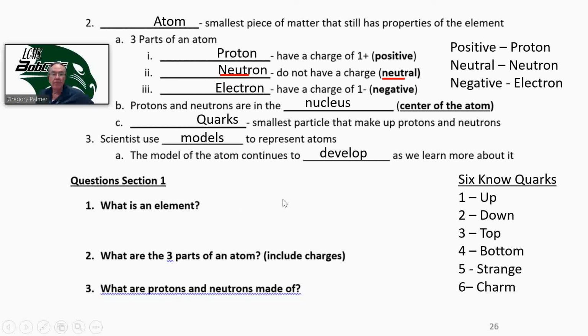And the model of the atom continues to develop as we learn more about it. We're going to talk about how it's changed over time, but we're still continuing to learn more and more about the structure of an atom and how it's made.